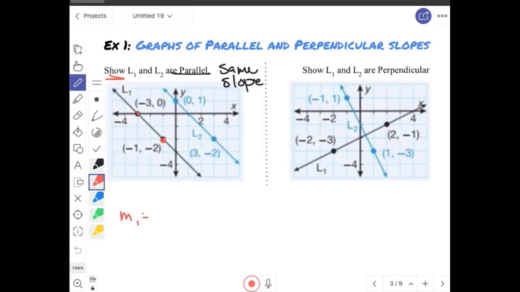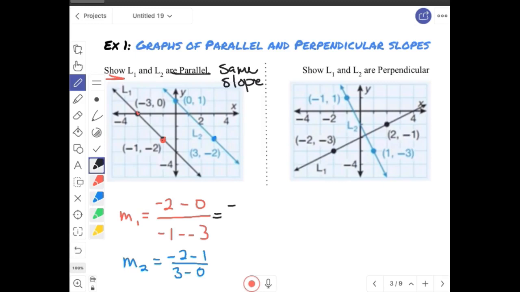So I'm going to take my points from line 1, and I'm going to use the slope formula. So I'll say m1 for my first line, and that's going to be negative 2 minus 0 all over negative 1 minus negative 3. My second line over here, the blue one, call that m2, is equal to negative 2 minus 1 all over 3 minus 0. So negative 2 minus 0 is negative 2. Negative 1 minus negative 3 turns into a plus, so that's over 2. And that is a slope of negative 1.